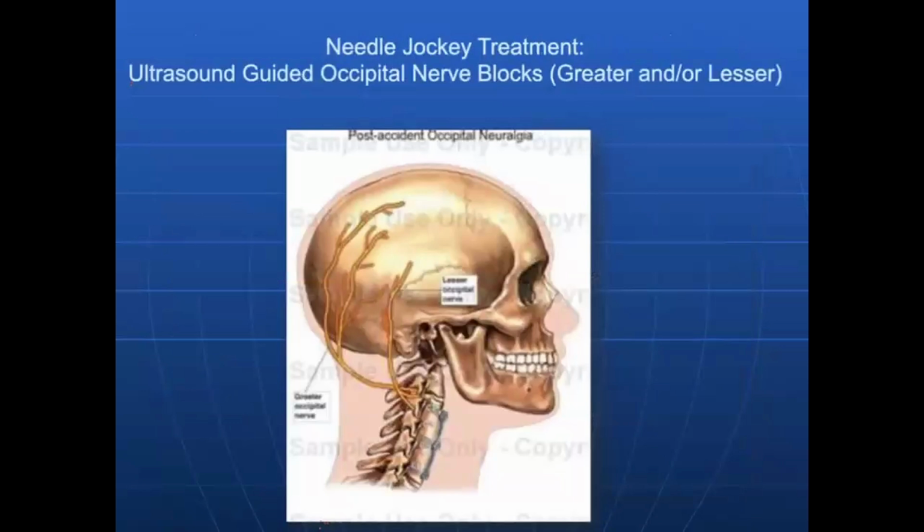So this is a good picture of it. Once again, you're looking at the nerves as they come off that C2-3 facet joint and go into the base of the skull, and those travel into the forehead. So you can see the greater and lesser occipital nerves.